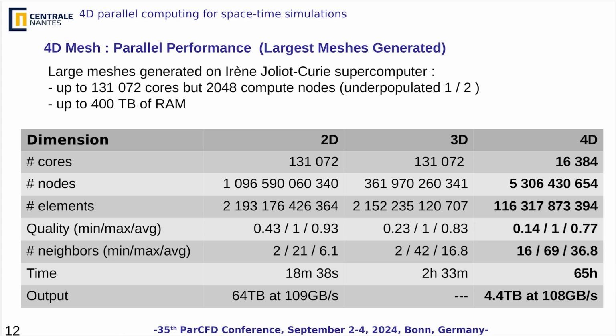Some of the largest meshes generated in 2D, 3D, and 4D. For 2D and 3D, I used the full-scale Adastra Joliot-Curie supercomputer, and I reached 2,000 billion elements in 2D and in 3D. In 4D, I used only 16,000 cores, and I reached 5 billion and 100 billion elements in 4D. With quite good quality mesh, a number of neighboring domains that is still reasonable, and of course the CPU time increases. A good point also is that we are able to store the results, which are quite huge, with a high bandwidth between the disk, the memory and the CPUs.